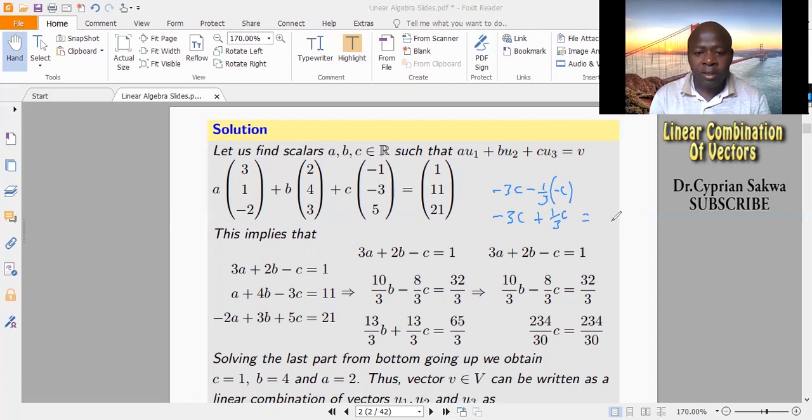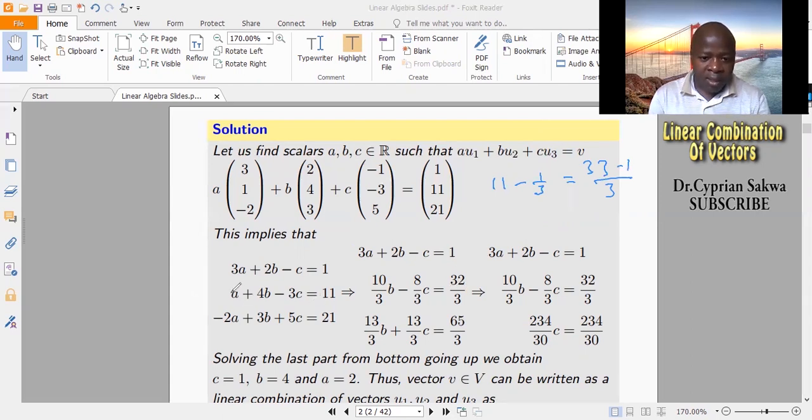And of course, the LCM again will be 3, and I would have negative 9C plus C, which will give me negative 8C over 3, and this is what you see here. Doing the same thing for this, I would have 11 minus a third of 1, and this again will give me 3 minus 1, which is 2 over 3.